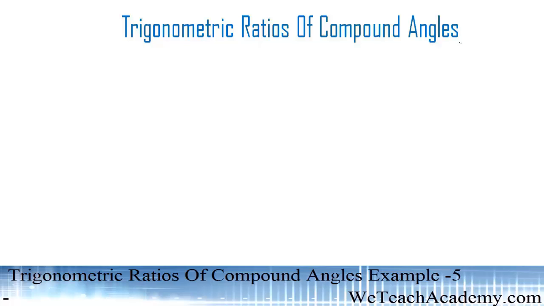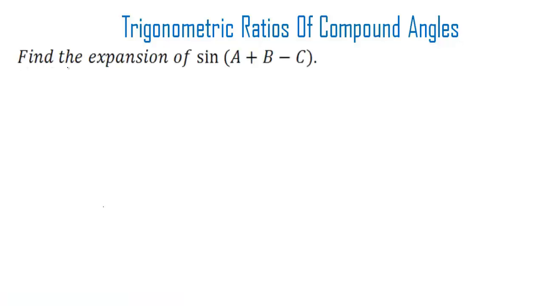Here in this presentation we are going to discuss an example on trigonometric ratios of compound angles. The given example is: find the expansion of sin(A + B - C).